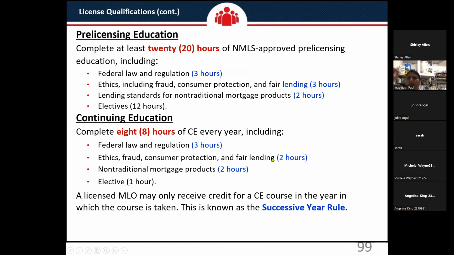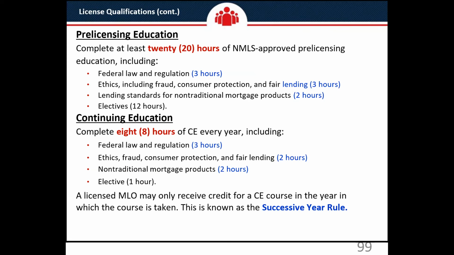Pre-licensing education, hopefully you all know this. Some of you have already taken this and are just in here for additional information, because the more you talk about this training and involve yourself in it, the easier it's going to be for you to get your license. I know some people are struggling with it, but it will come. You have to do your 20 hours of pre-licensing education: 3 hours of federal, 3 hours of ethics, 2 hours of non-traditional, and your electives could have been 12 hours of anything.